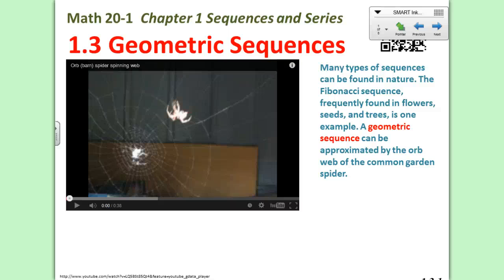Hello, Math 20-1. We're going to continue our studies with geometric sequences. And you've got some former Math 20-1s that are watching the show just to see if we get this right.